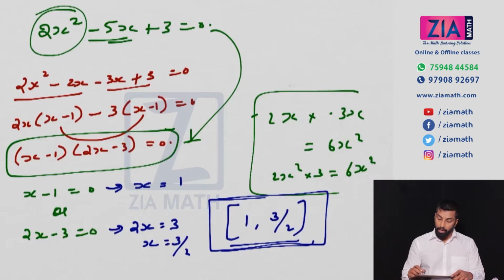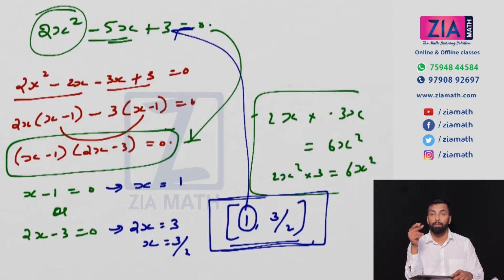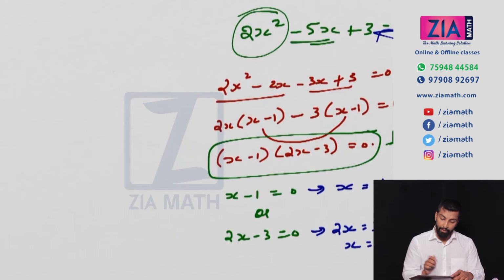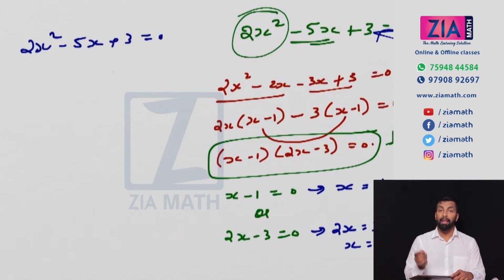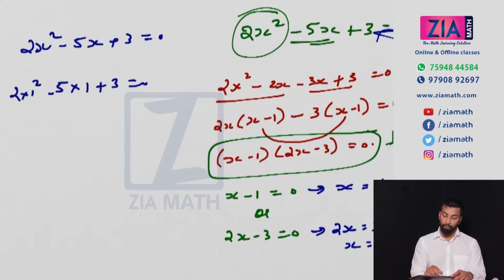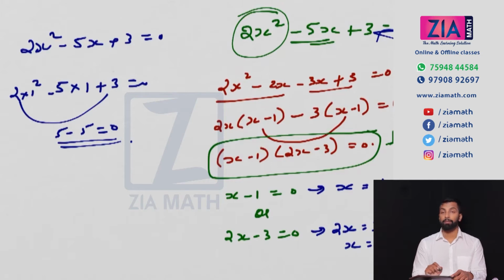right? So if you substitute this 1 in this equation, you will get 0. The equation will be satisfied, the conditions will be satisfied. If you put 3 by 2 in the place of x, then also you'll get 0. So let's take the equation 2x square minus 5x plus 3 equal to 0. Let's substitute 1. So you get 2 into 1 square minus 5 into 1 plus 3 equal to 0. So 2 plus 3 is 5, 5 minus 5 is equal to 0. Perfect.